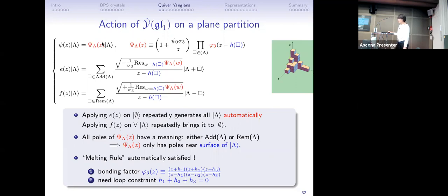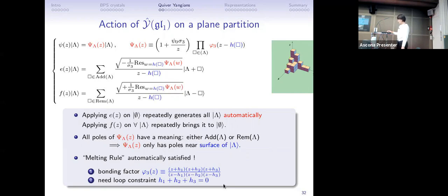And then all the poles of this charge function have a meaning. They correspond to the places where you can add and where you can remove. That means the poles of this phi have to be near the surface of this plane partition. Also, when you do this, the melting rule we mentioned earlier is automatically satisfied. For this to happen, it's important that phi has this form, and also that we use this loop constraint repeatedly.